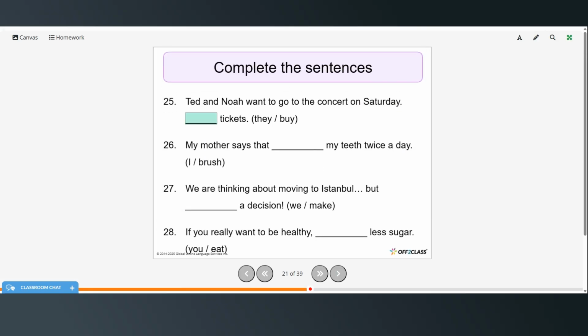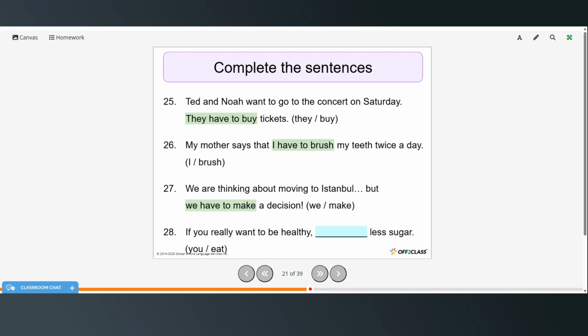Ted and Noah want to go to the concert on Saturday. They have to buy tickets. My mother says that I have to brush my teeth twice a day. We are thinking about moving to Istanbul, but we have to make a decision. If you really want to be healthy, you have to eat less sugar.